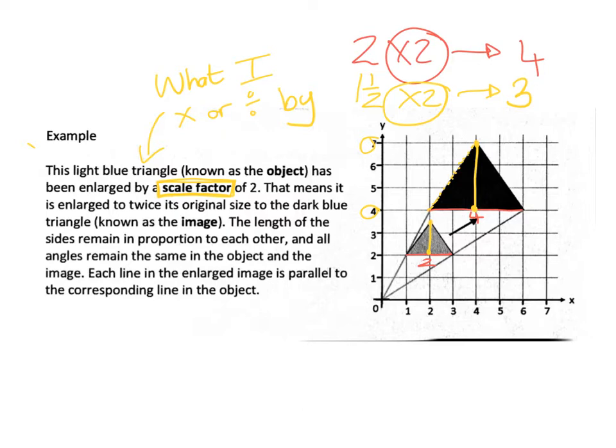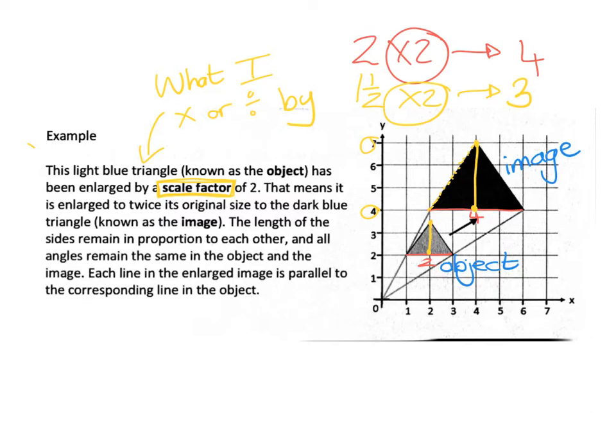Just another term you need to know. The light blue, this one they're saying it's light blue, but it's grey. This is called the object. You know, an object is a thing. And then the new one is called the image. Once it has grown, it's called the image.